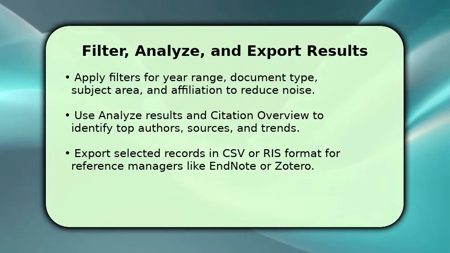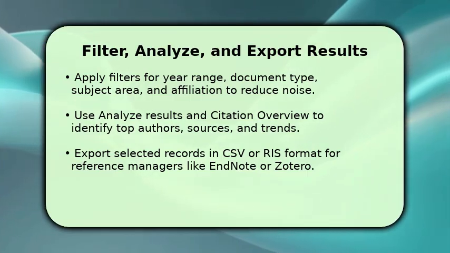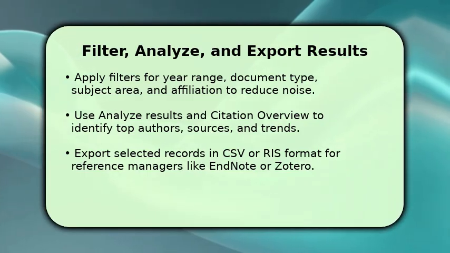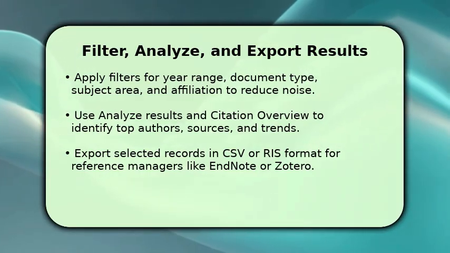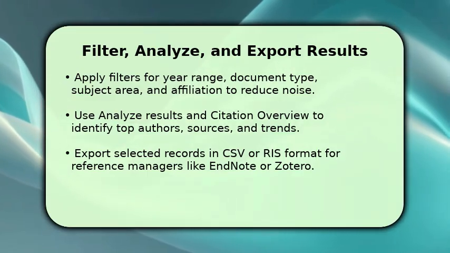Filter by year range, document type, subject area, affiliation, and language as needed. Use the Analyze Results tool to find top authors, journals, countries, and trends in the dataset. Open Citation Overview to examine citation counts and growth over chosen periods.